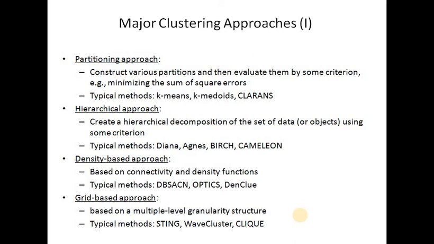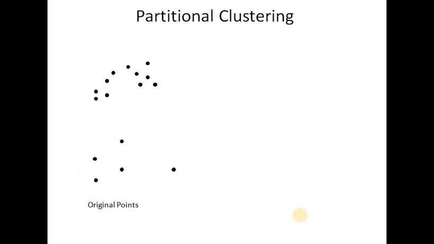And we can analyze the data through the partitioning method. We can construct different partitions, then evaluate them by some criteria. For example, minimizing the sum of squared error, as in the k-means algorithm, k-medoids and CLARANS. These are examples of the partitioning approach. As you can see, all the approaches of clustering. This is the partitioning method.